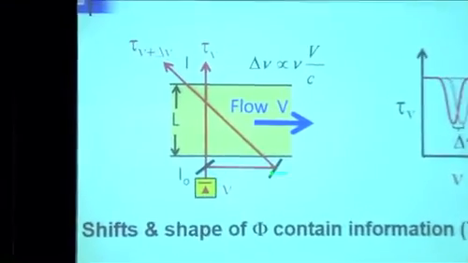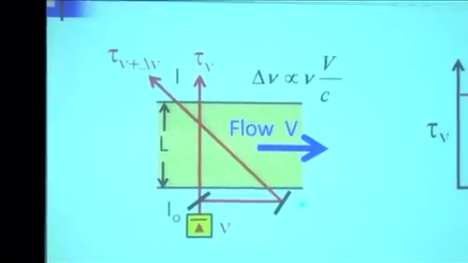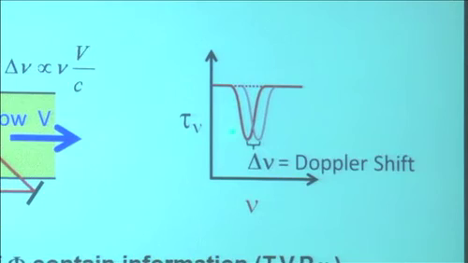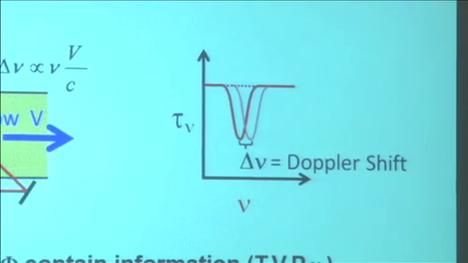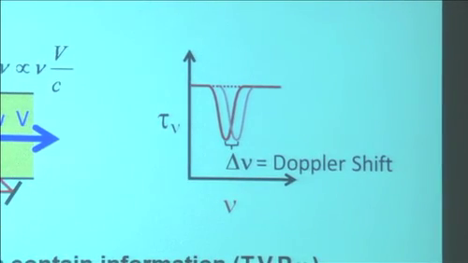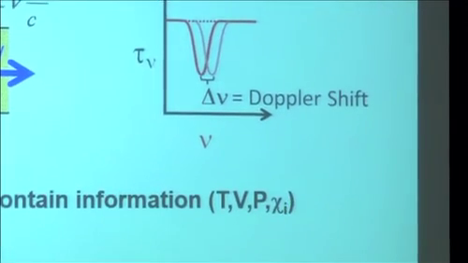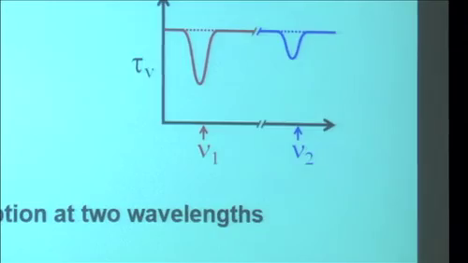We'll split the beam and go through at two angles so that now when we're scanning this laser, we see two signals, one on each detector, and they're shifted by the Doppler shift. We can measure the velocity. So my point is that these lines, these shapes and shifts contain useful information. They depend upon the temperature, the velocity, the pressure, and the broadening and the mole fraction.